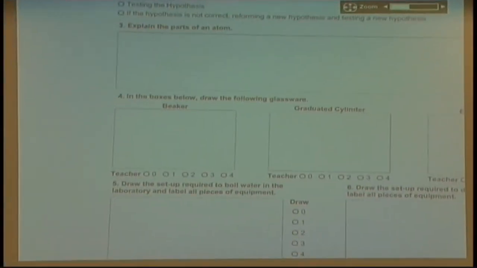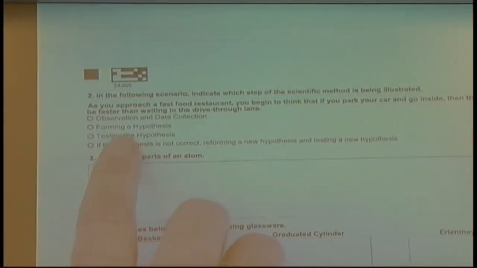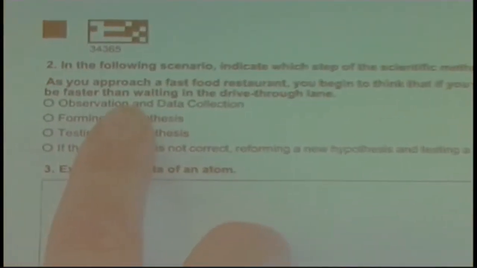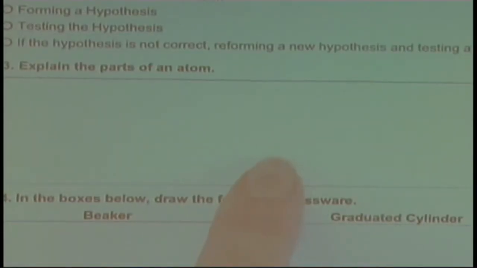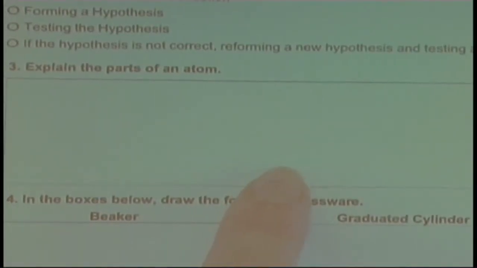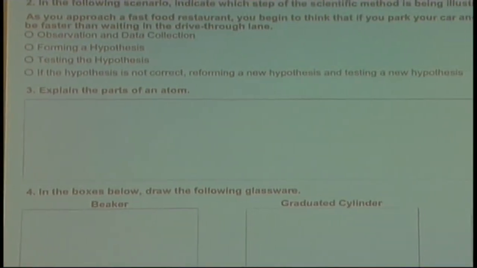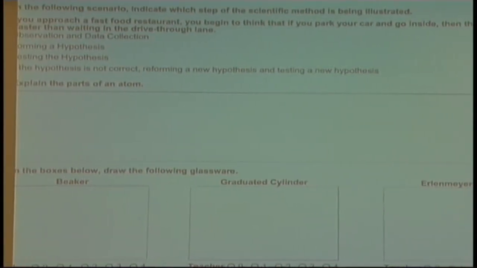It's like a teacher's rating. I think this one on the side is the teacher's rating. The other ones I think really are bubble, where you say the following scenario in which the scientific method is being illustrated, and you would just bubble in that one. But on this one, the teacher grades on a rubric: explain the parts of an atom. Oh, and then the rubric is on the right. Yeah, content, 0 through 4.